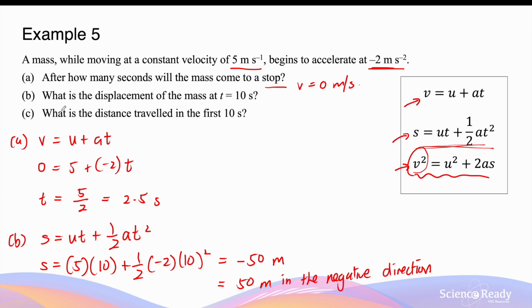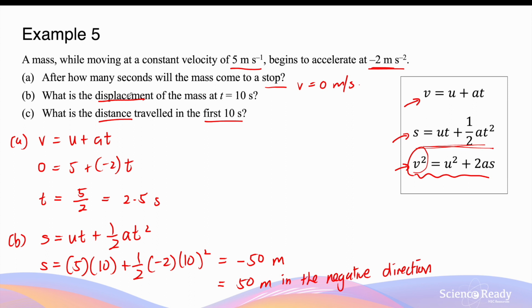Part C: what is the distance traveled in the first 10 seconds? Now, you might be thinking, what's the difference between question B and question C? Aren't they asking for the same thing? Well, not necessarily. Remember that displacement and distance are similar, but also distinctly different. Displacement is a vector. It is the position of the object from the original starting position, whereas the distance is simply how far the object has traveled, regardless of direction, as it is a scalar quantity.